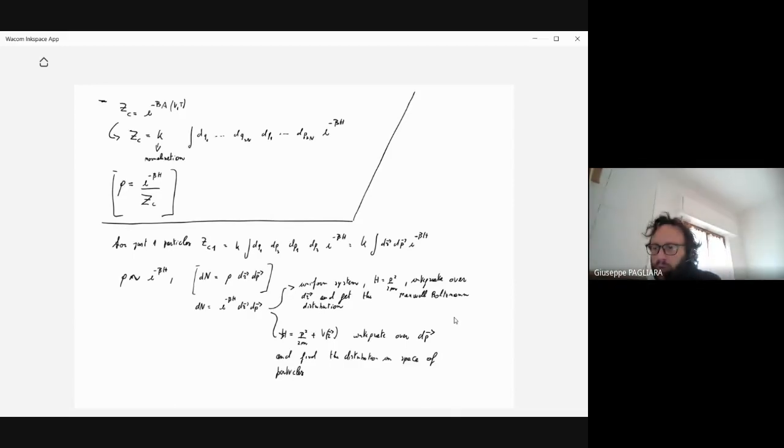So in the Maxwell-Boltzmann distribution, we consider a uniform system, just kinetic energy, we integrate over the volume, and we get a distribution in momentum or velocity space. But in presence of a potential, we can also integrate over momentum and find the distribution in space, this time, of the particles.